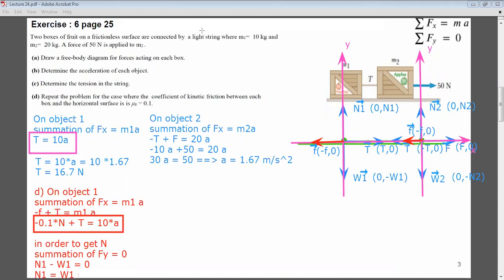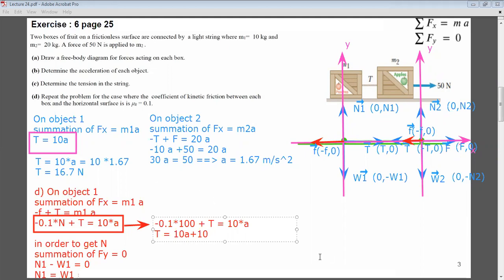So I come back to this equation. This will now give me minus 0.1 times 100 plus tension equal to 10 times acceleration, or tension is equal to 10a plus 10. Okay. This is on object 1.